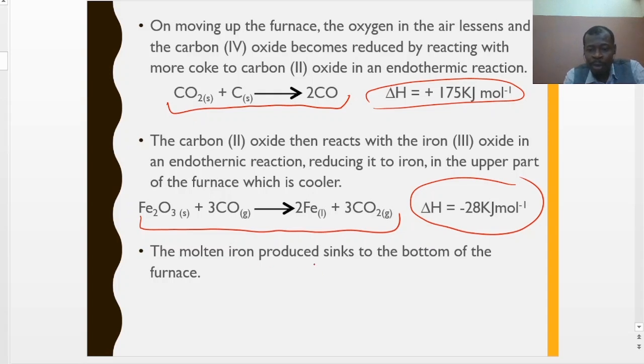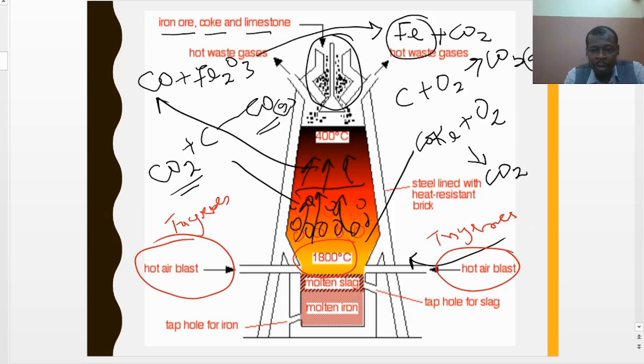The molten iron produced sinks to the bottom of the furnace. So the iron that has been produced at the upper region of the blast furnace is going to sink due to its density. It's going to move down from the region where it is formed. So our Fe moves down to the bottom of the blast furnace.